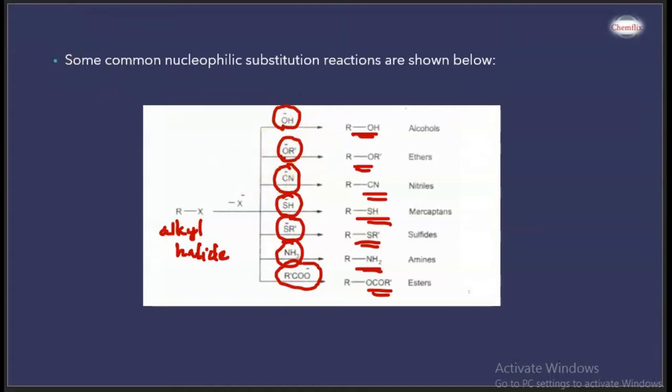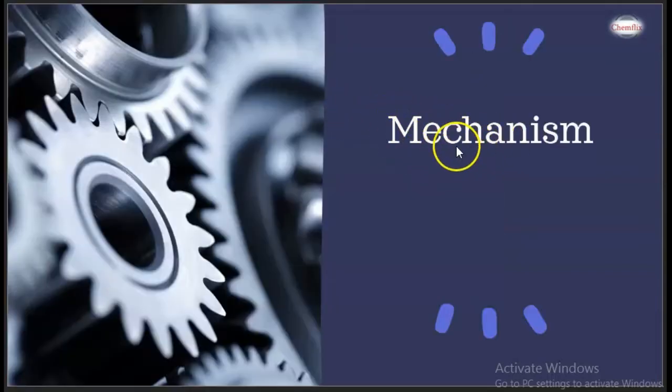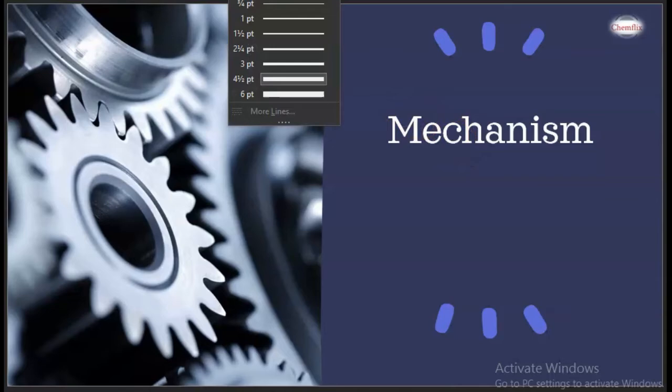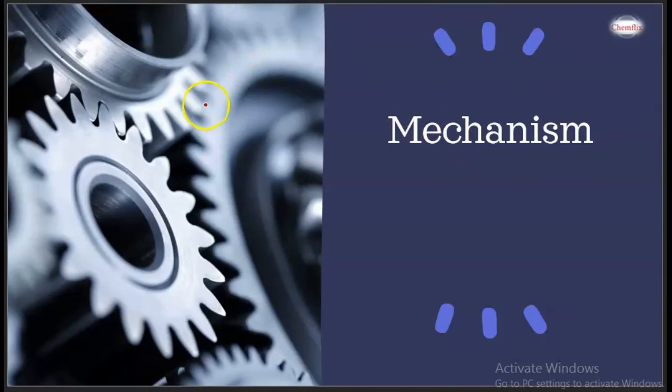Now, let's see about the mechanism. How this nucleophilic substitution is happening, how it's going to happen. So the nucleophilic substitution reaction proceeds by two different mechanisms. The first mechanism is SN1 mechanism, or it can be SN2 mechanism. Here N is the subscript and 2 is the superscript, and here N is the subscript and 1 is the superscript. Here 1 represents the order of the reaction, and here 2 represents the order of the reaction. Here N represents nucleophile and S represents substitution. We can see it in detail.